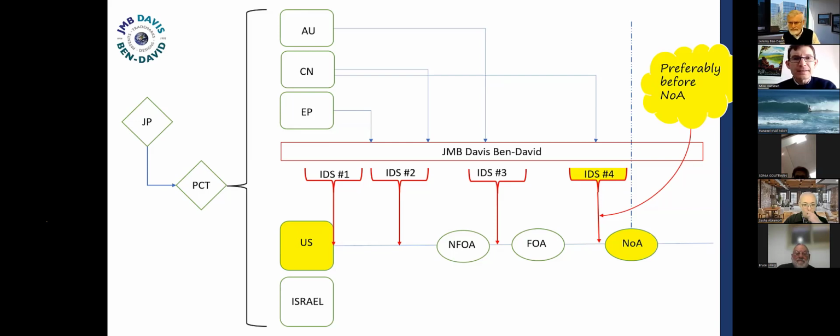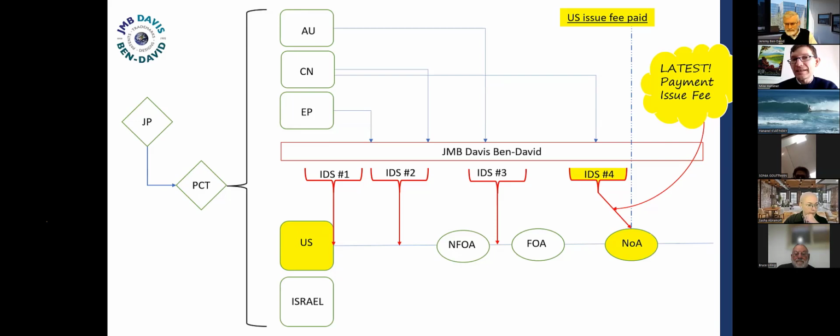And then the last, the absolute latest, if you can do it, is before the payment of the issue fee. Because like we said, after the payment of the issue fee, things get a little bit trickier, especially if the reference is older than 3 months, then you're kind of out of luck and you have to file an RCE, and that takes you back to the beginning of the cycle.